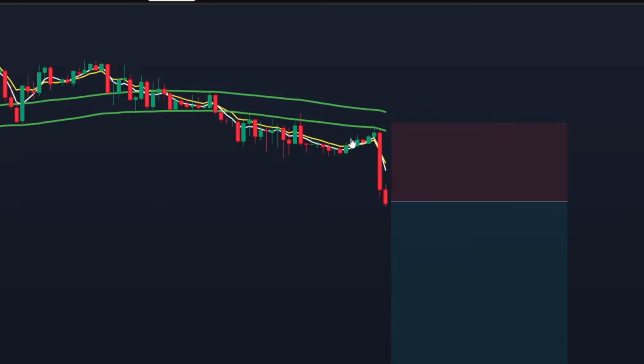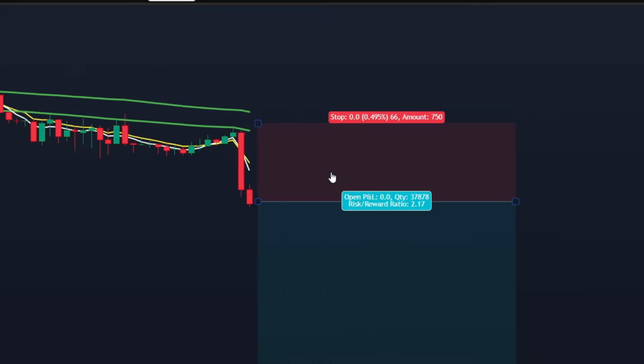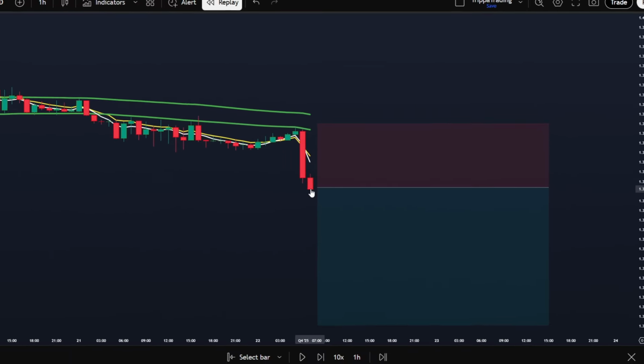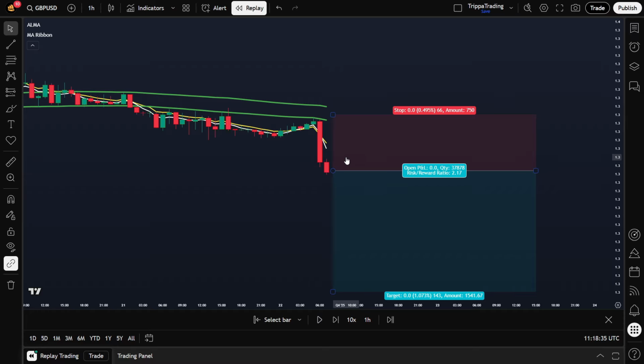We identify the pullback when the white ALMA crosses above the yellow EMA, just like it happened over here. That tells us price is retracing. Now for the actual entry, we wait for confirmation that the pullback is over. That happens when the white ALMA closes back below the yellow EMA. When that candle closes, the sell signal is confirmed. So, we can enter a sell trade at the open of the next candle.